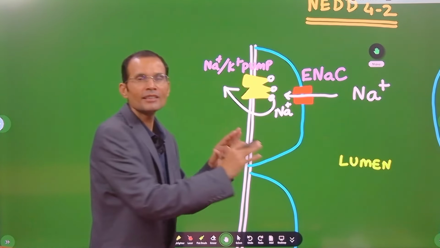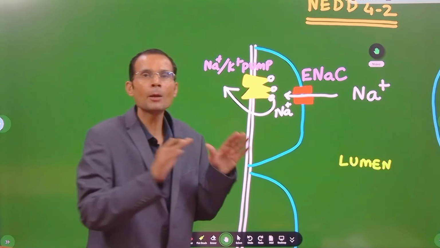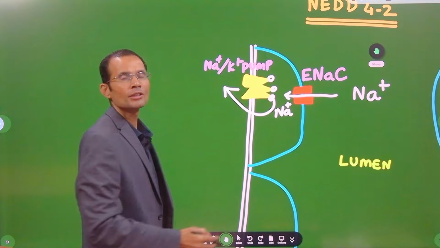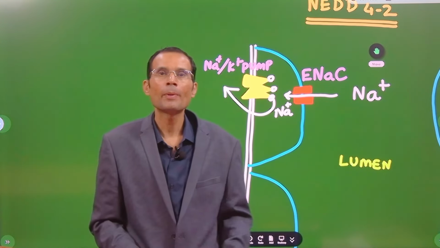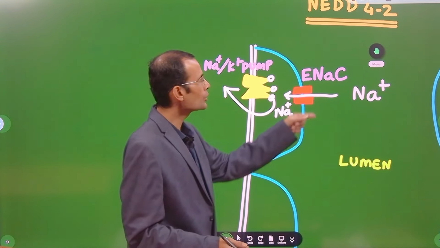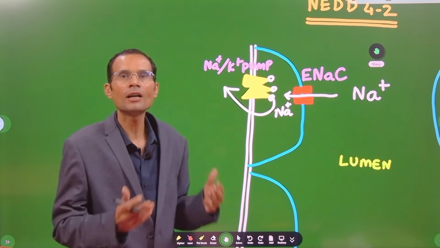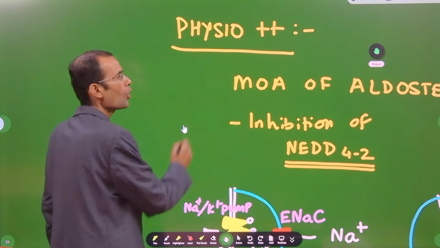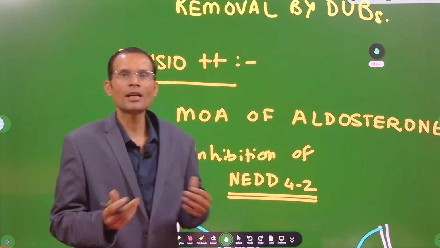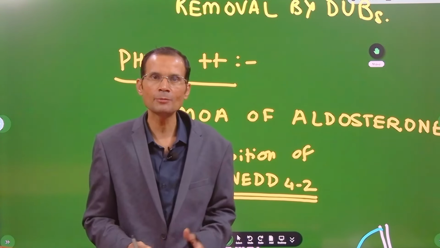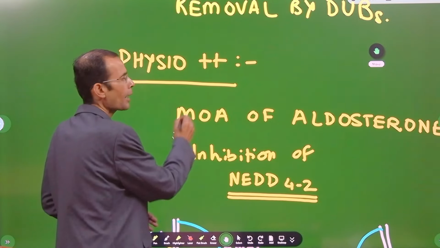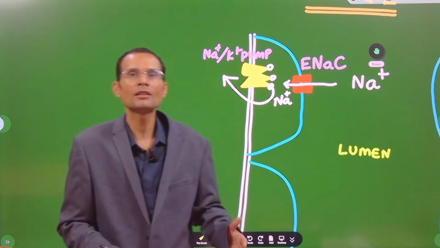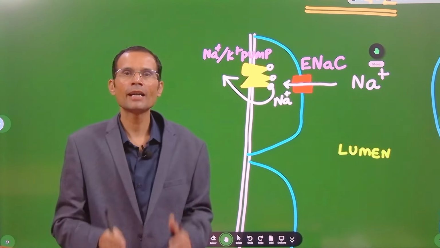It is increasing these two transport proteins in the membrane. And how? By acting on the ubiquitins, by not allowing the ubiquitins to remove this ENaC from the apical membrane. So that's the application of the knowledge that we have about ubiquitin enzymes, and the application in the form of action of aldosterone and how it increases the sodium reabsorption.